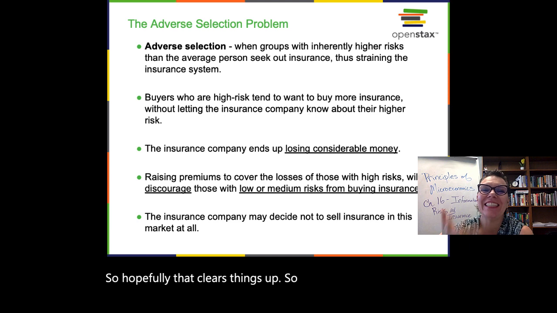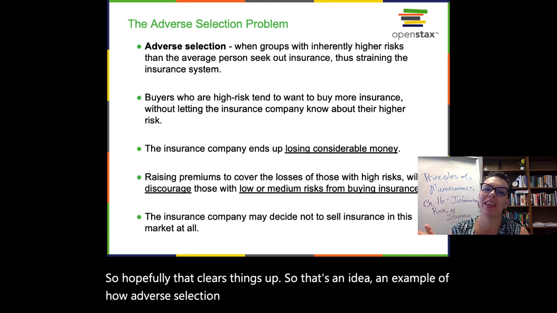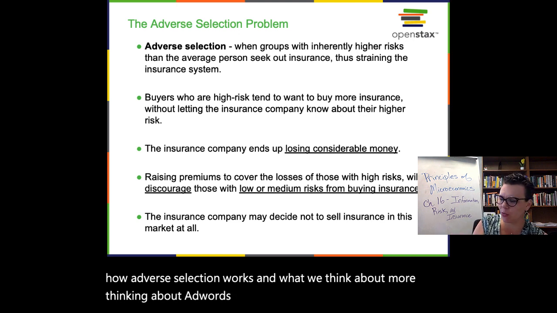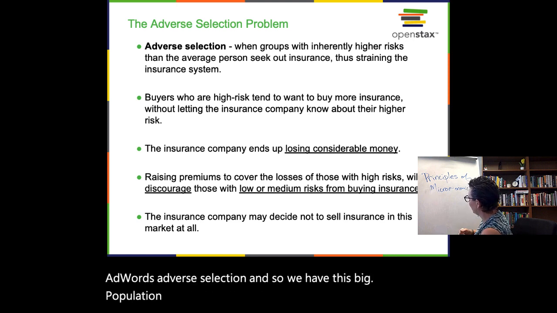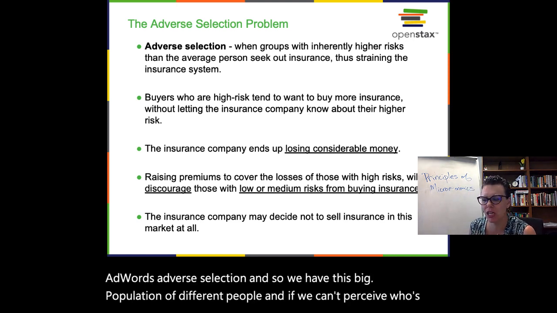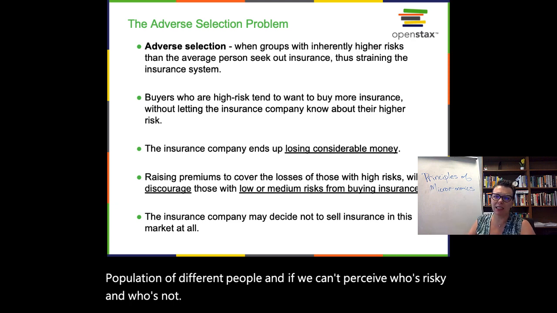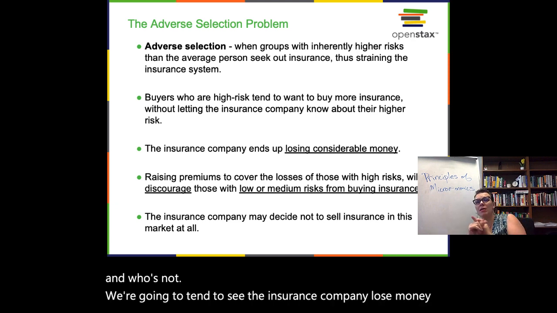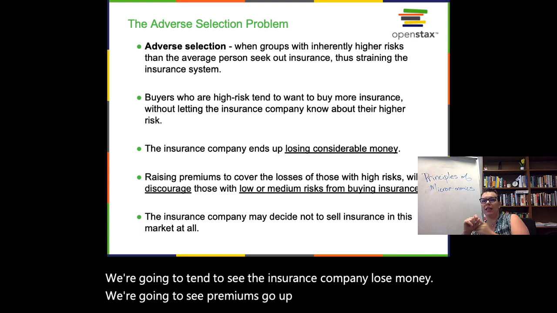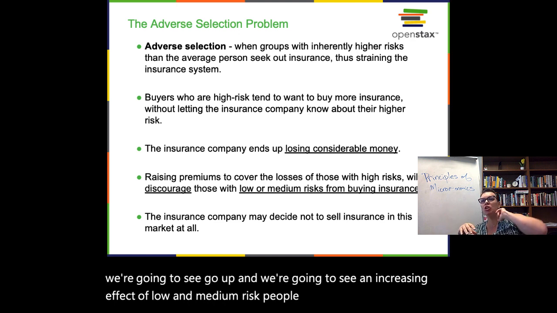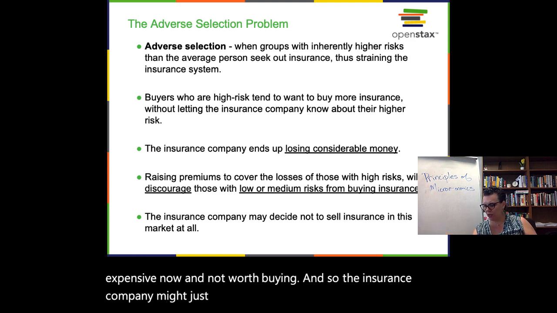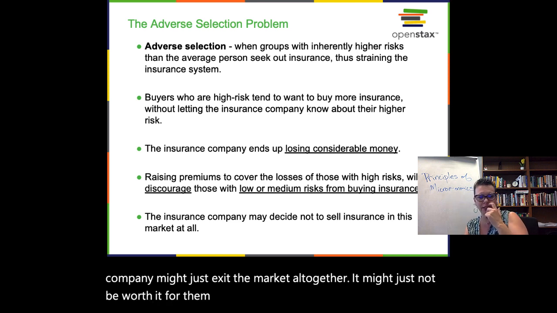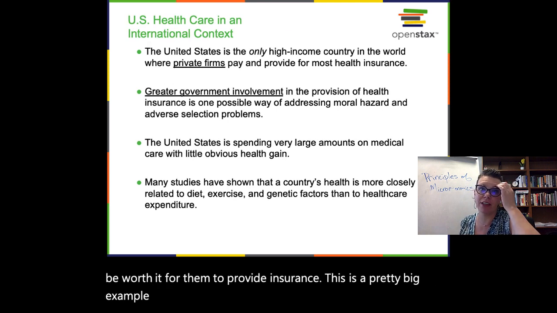So that's an example of how adverse selection works and what we think about when we're thinking about adverse selection. We have this big population of different people, and if we can't perceive who's risky and who's not, we're going to tend to see the insurance company lose money. We're going to see premiums go up. And we're going to see an increasing effect of low and medium risk people seeing insurance as too expensive and not worth buying. And so the insurance company might just exit the market altogether. It might just not be worth it for them to provide insurance. This is a pretty big example of a market failure.